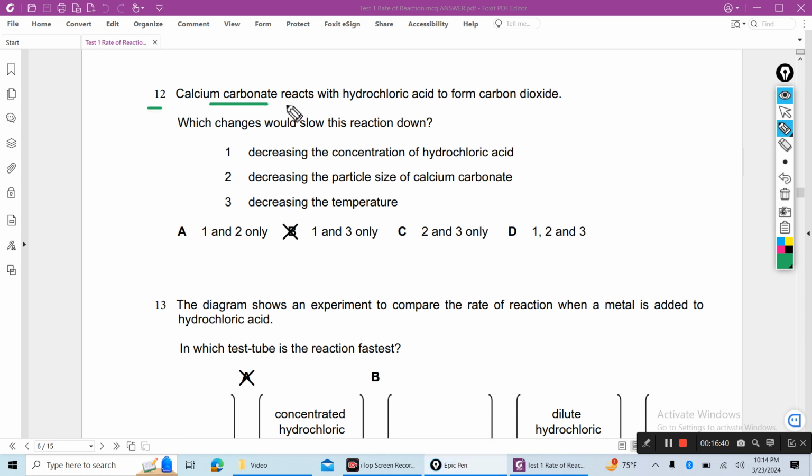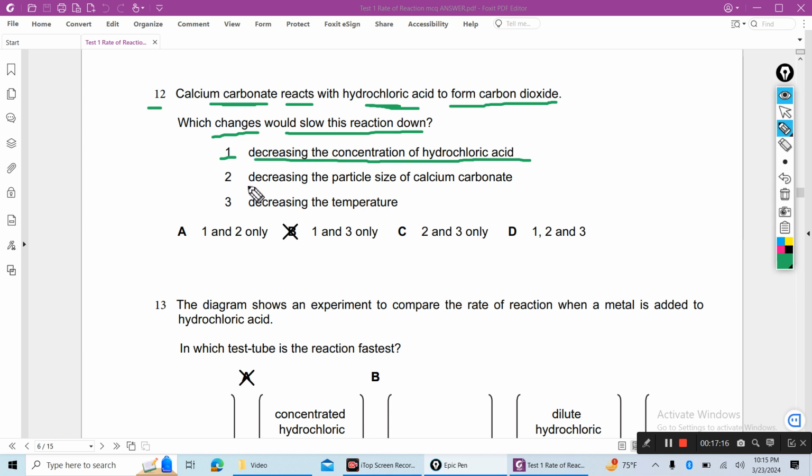Next one. Calcium carbonate reacts with hydrochloric acid to form carbon dioxide. Calcium carbonate reacts with acid to produce salt plus carbon dioxide plus water. Which changes would slow the reaction rate? Which changes will decrease the rate of reaction, you are asking? So 1, decreasing the concentration of hydrochloric acid. Yes, if the concentration of hydrochloric acid decreases, there are fewer particles per unit volume, so fewer successful collisions occur and the rate of reaction decreases.